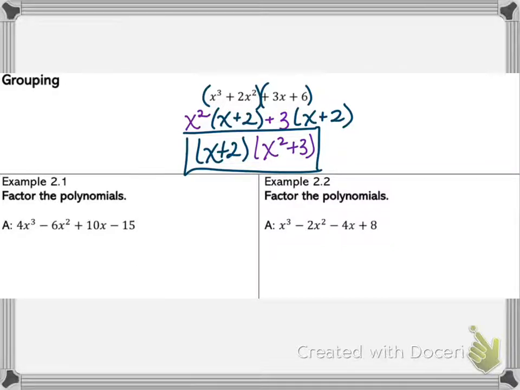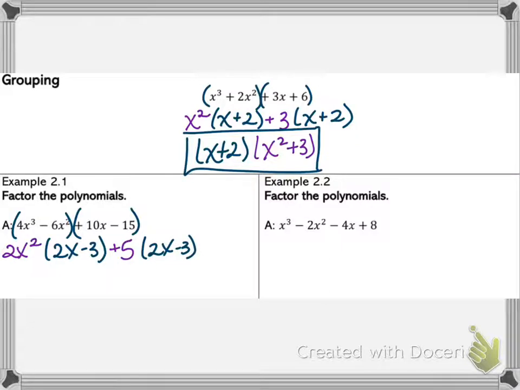So in example 2.1a, same idea, we're going to cut it in half. And the GCF for the first half is going to be 2x squared. That'll give me 2x minus 3. And the second half, our GCF is a positive 5. And that leaves us with a 2x minus 3.